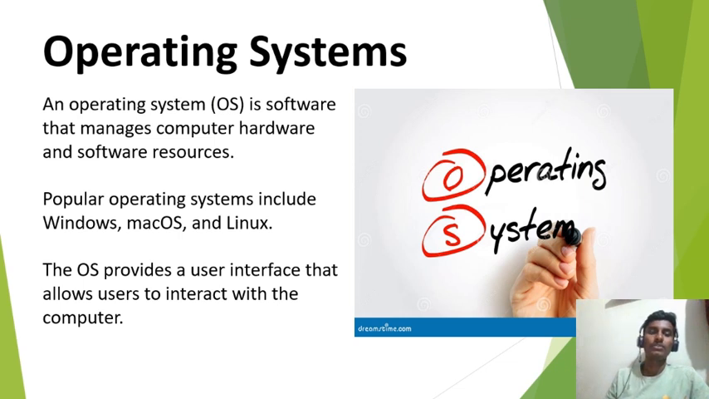Operating systems, namely OS for short, is software that manages computer hardware and software resources. Popular operating systems include Windows, Mac OS, and Linux. The OS provides a user interface that allows users to interact with the computer.